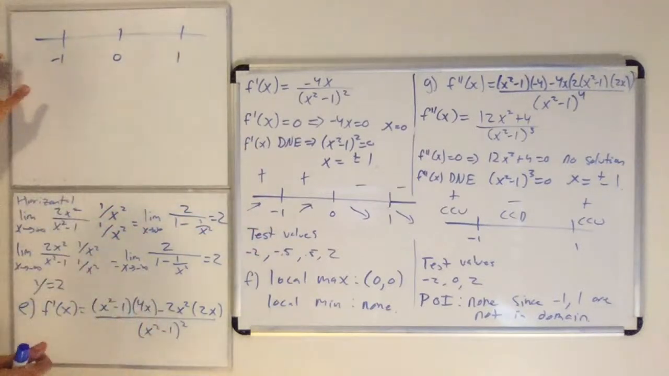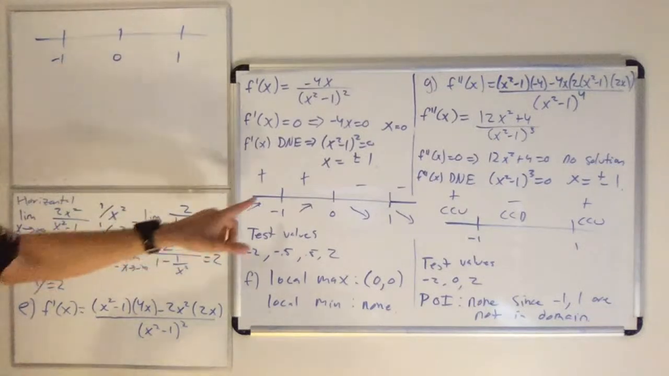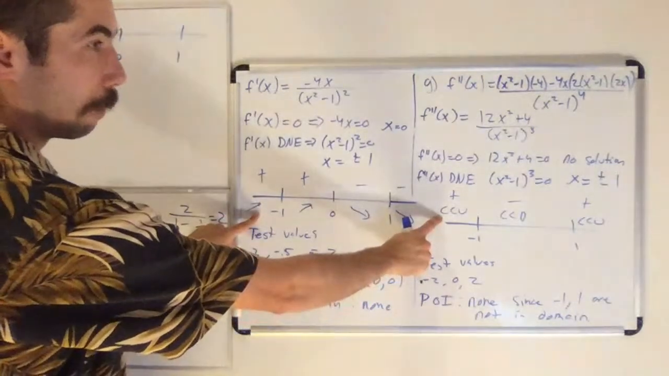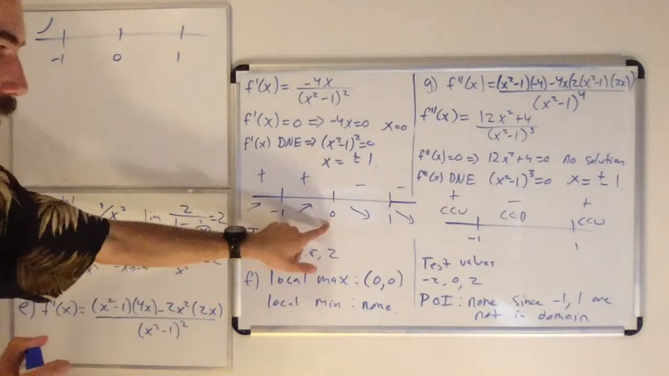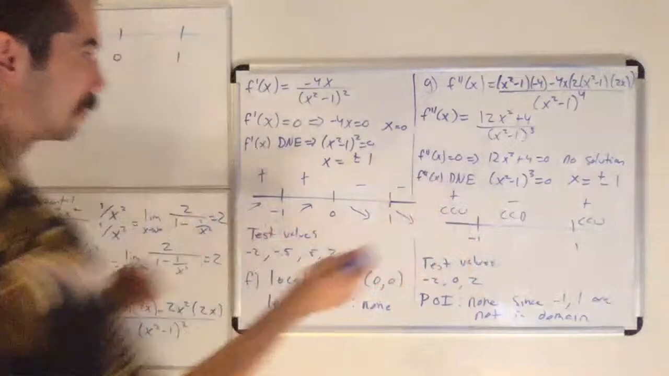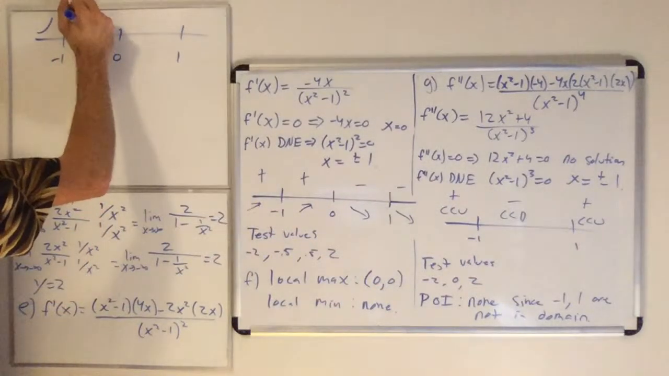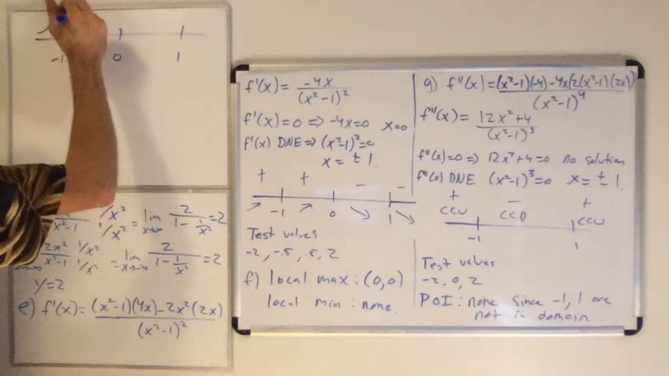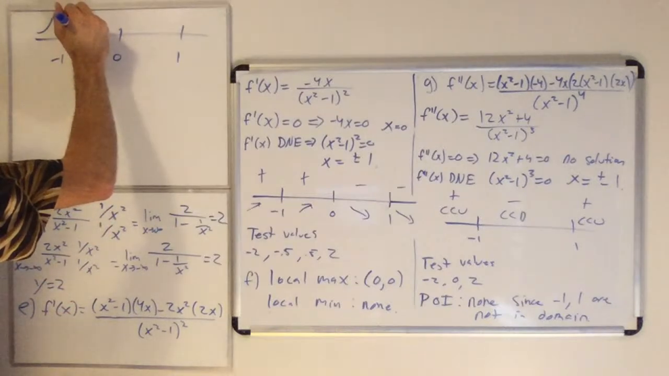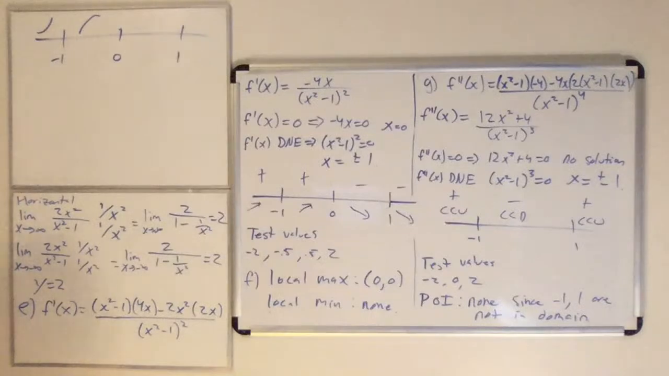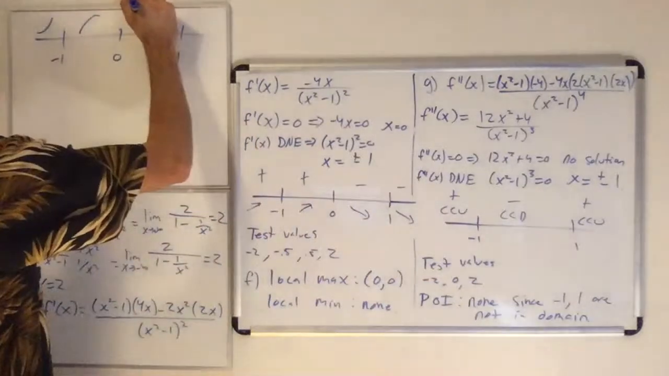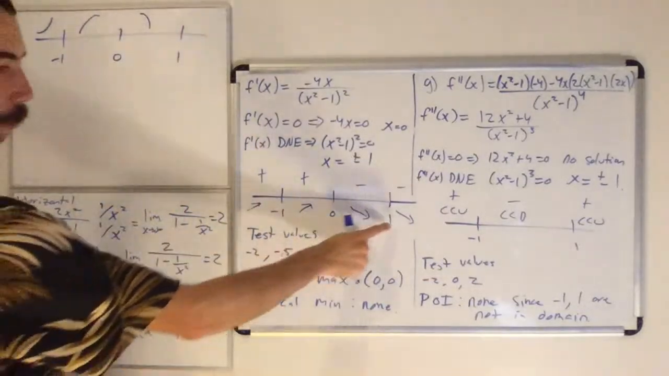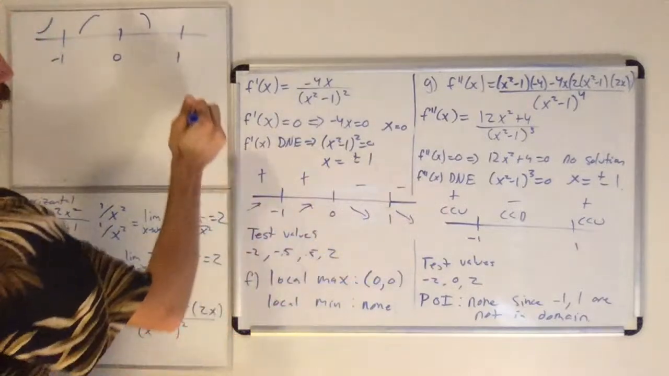So between -infinity and -1, our function is increasing and concave up. It looks like this. Between -1 and 0, increasing and concave down. Looks like this. Between 0 and 1, decreasing and concave down. And between 1 and infinity, we're decreasing and concave up.